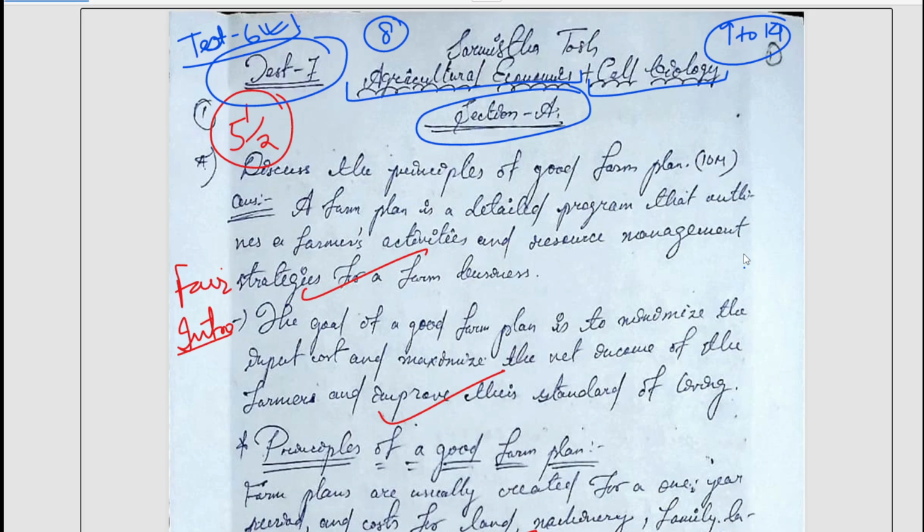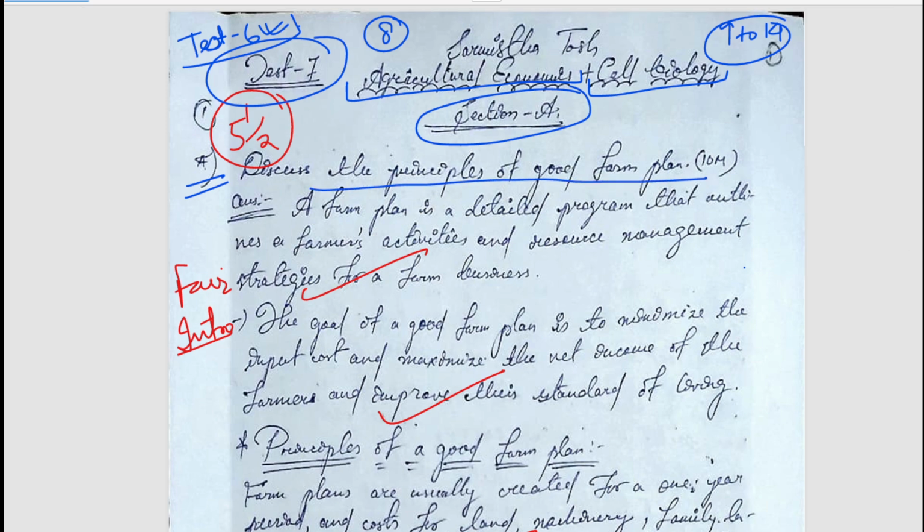And one thing we must add here, that by analyzing this type of answer copies, it can be very helpful to you because you can learn from the mistakes of this student. He was a very good student, and you can see in the answers only, and you can learn from the mistakes. You can see how to introduce, how to conclude, how to structure your answers. So all these things can be very helpful to you. So let's start now. The first question was, discuss the principles of good farm plan.